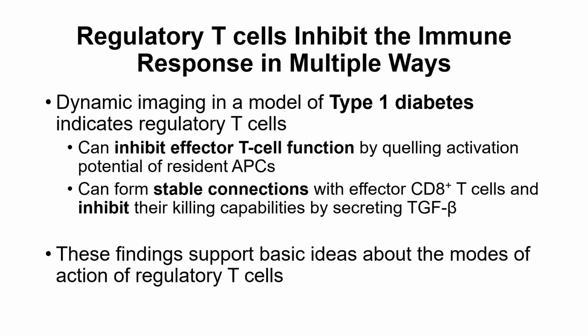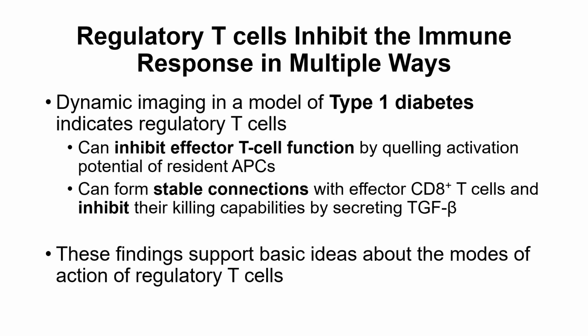And last but not least, the regulatory T cells can inhibit the immune response in multiple ways. So in a model of type 1 diabetes, there's a role for regulatory T cells. They can inhibit effector T cell function by quelling activation and the potential of resident antigen presenting cells. So they help to tamp down on the autoimmune cause of type 1 diabetes. And they can form stable connections with effector CD8 positive T cells and inhibit their killing capacities by secreting one of the two major anti-inflammatory cytokines, TGF-beta.